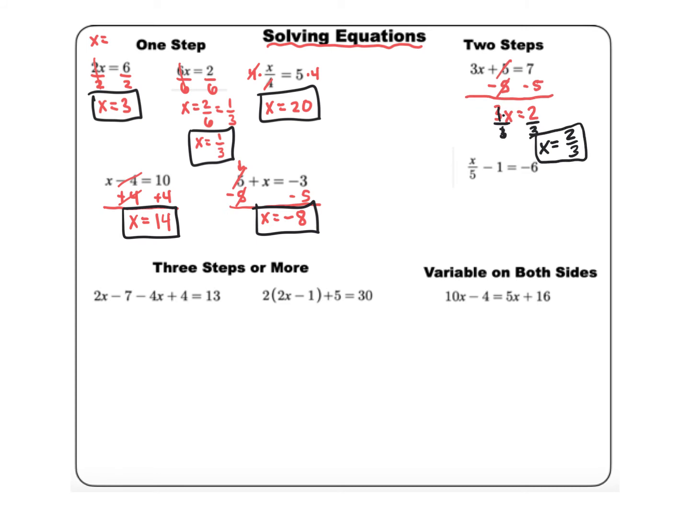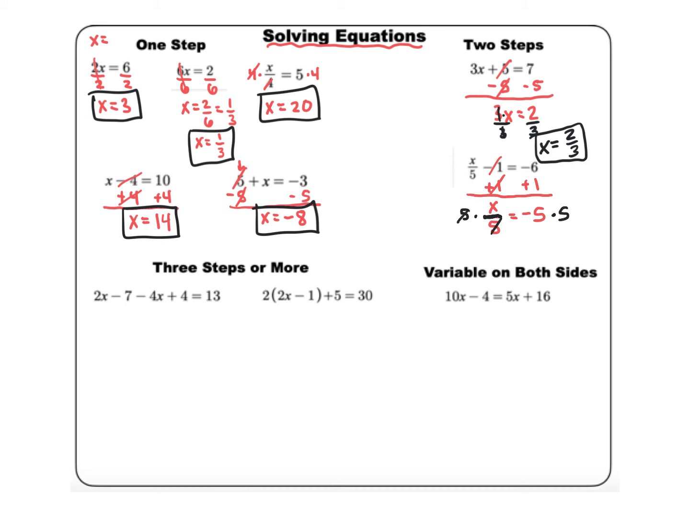Let's go ahead and try this one. I have an add or subtract with the x right here, so I want to take care of that by doing the inverse operation. So I'm going to add 1, and I'll add 1 to this side. They cancel out, and I get x divided by 5 equals negative 6 plus 1, which gives me negative 5. Now I want to undo this division, so I'm going to multiply each side by 5.